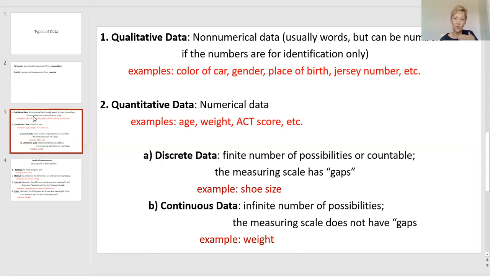Now, if your data is quantitative, if your data is numbers, they'll subdivide that. Some quantitative data is what we call discrete, and some is called continuous.